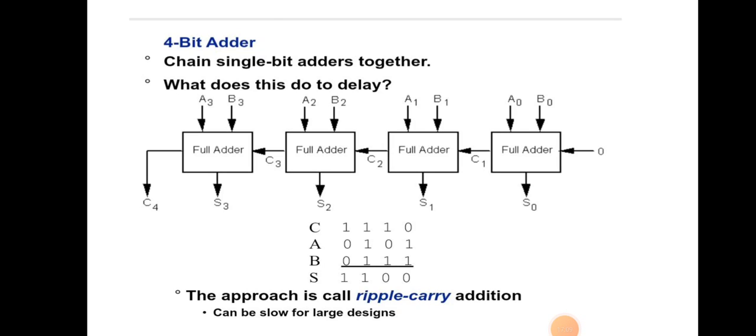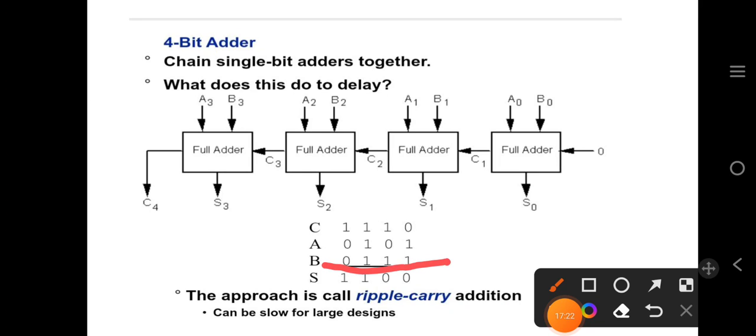The inputs of A, if you take an example, it is 0, 1, 0, 1, B is 0, 1, 1, 1, and the carry is 1, 1, 1, 0. So what will be the sum? If you add all these bits, 1 plus 1 is 0, carry 1. Again 1 plus 1 is 0, carry 1 in this column. So carry is 1. Again that carry plus this 1 will be 0, carry 1.